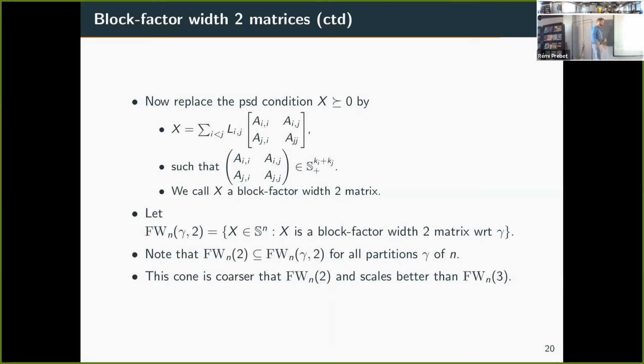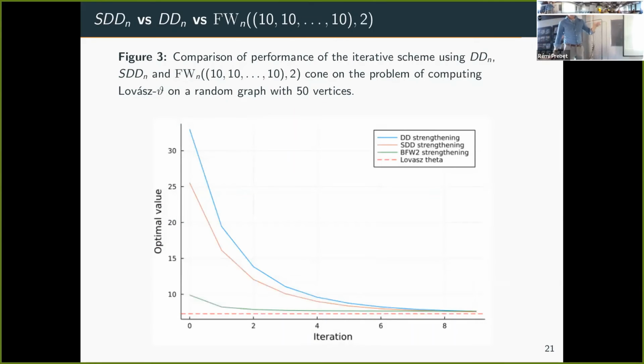Okay, and so in practice, when you use this cone to implement or to solve problems, or even theoretically, you see that this is coarser than the factor with 2 cone, but it does scale better than the factor with 3 cone. Right, and now we can just do a numerical experiment and take the problem, the lowest theta that we had before, and see how the block factor with 2 strengthening now works.